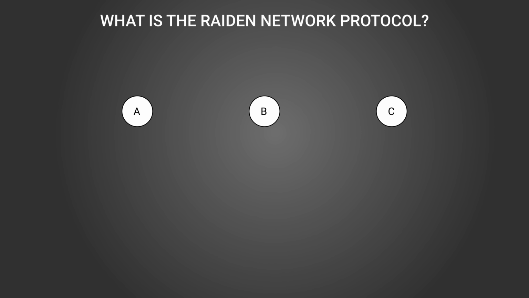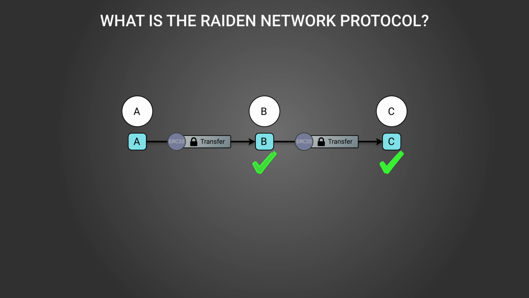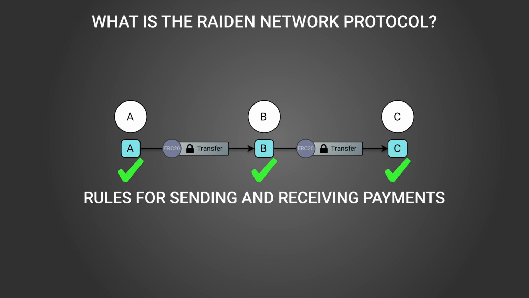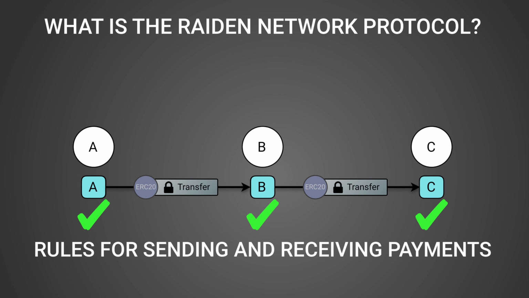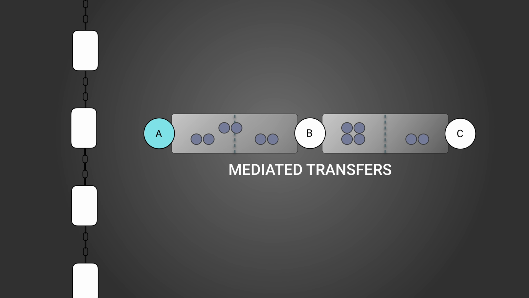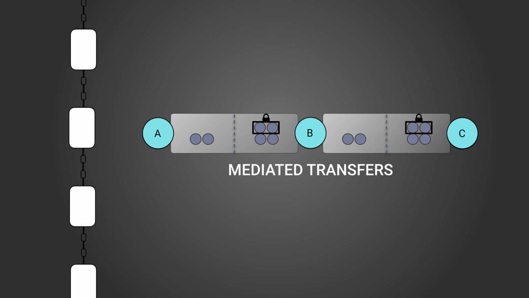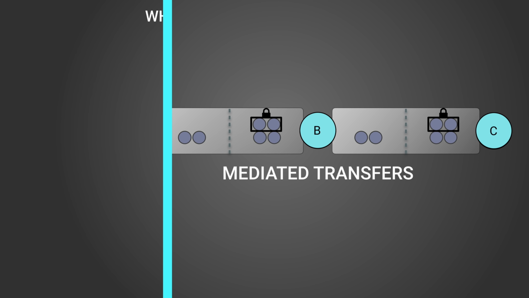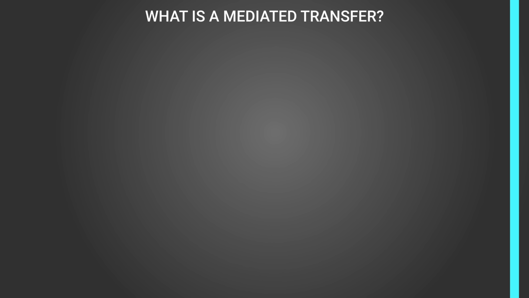So what is the Raiden Network protocol? To do token transfers, users run a Raiden node which follows a set of rules called the Raiden Network protocol. The protocol ensures that all nodes follow the exact same rules when sending and receiving payments. Let's look at an example where the Raiden Network protocol handles a mediated transfer. Mediated transfers use several payment channels to finalize a payment, allowing users to make payments with other users even though they don't have an open channel with each other.